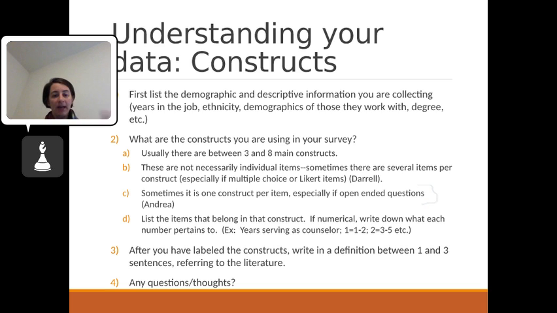And you essentially want to list the items that belong in that construct. So if numerical, you'll write that down, and then if the item is asking for A, B, C, D, you want to actually write that down in your definition there. And after you've labeled the constructs, write a definition of what that construct is with reference to the literature. So that's the process of filling out the graphic organizer, and I'll show you an example in the next slide, and then I'll talk a little bit about yours.